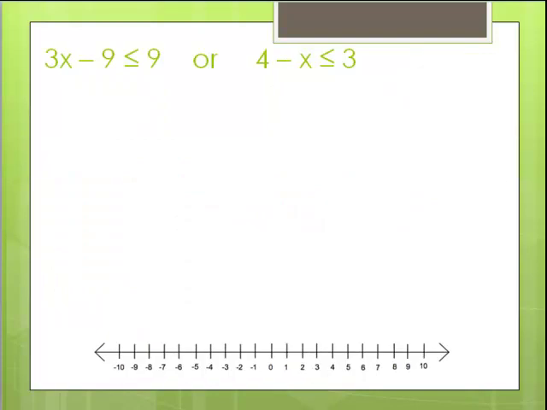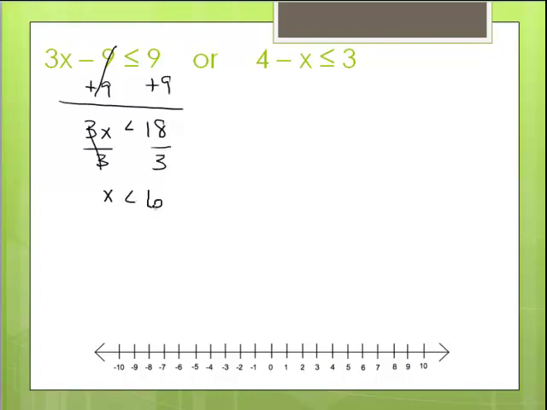What if you have a word? Well, solve each one separately. So we're going to add 9 to both sides. We'll have 3x is less than or equal to 18. Divide by 3. So x is less than or equal to 6. How about this side? We subtract 4. Negative x is less than or equal to negative 1.